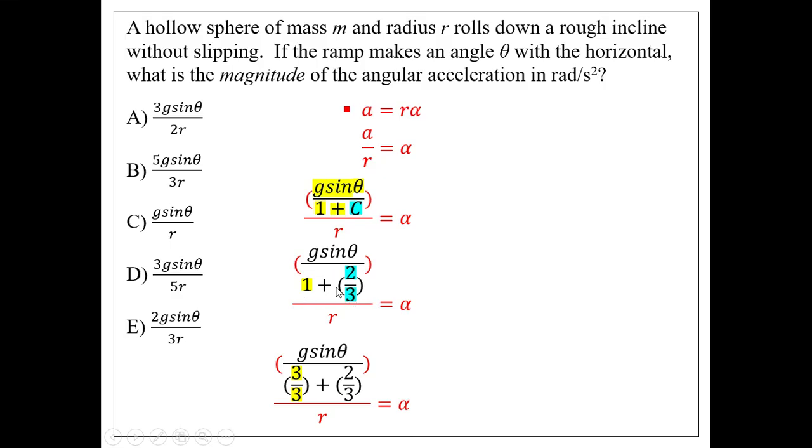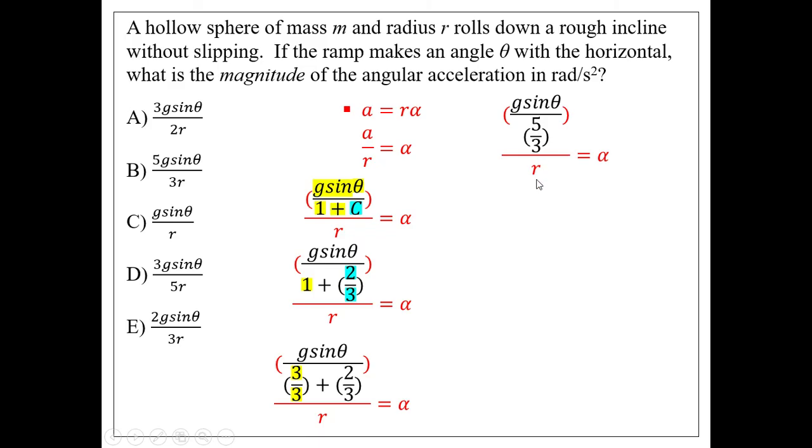And when you add fractions, you have to have a common denominator. So I'll make the 1 into 3 over 3 plus 2/3. Okay, so that's the only thing I've done here. Therefore, 3 plus 2 is 5. And the common denominator is 3. So it'd be 5 over 3. So I'm going to carry my work to the top right of the page here. So it would be g sine theta divided by 5 over 3 divided by r.